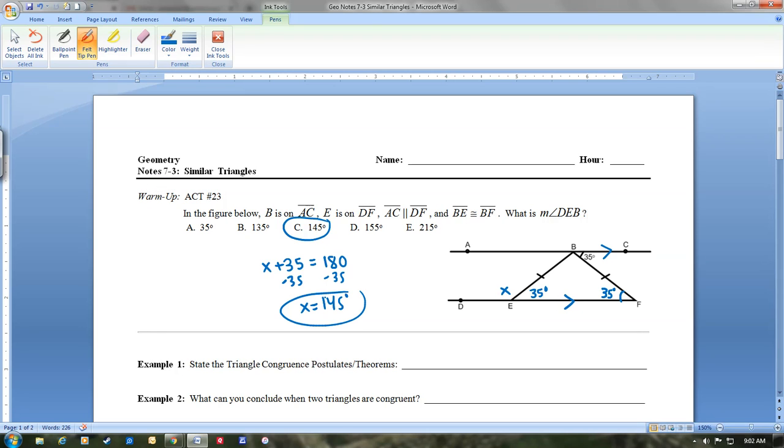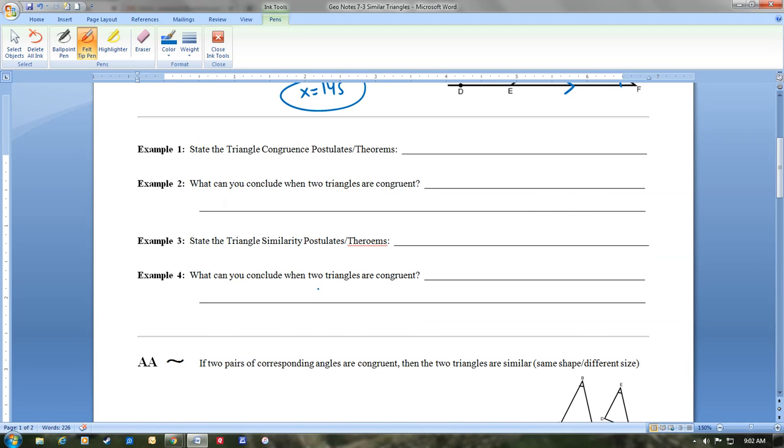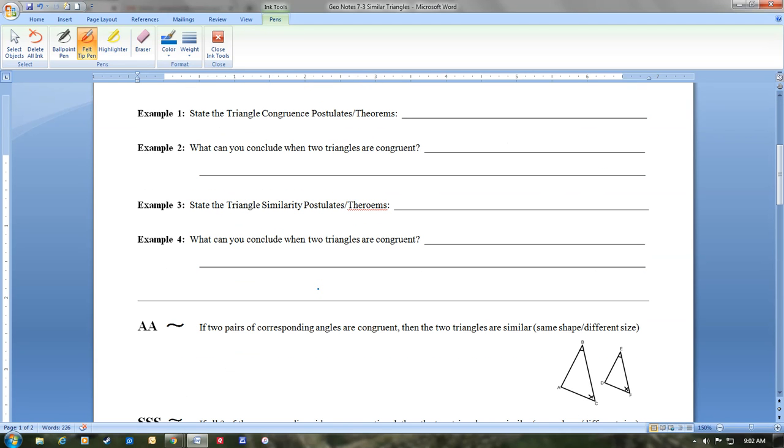Okay, let's go ahead and talk about similar triangles. State the triangle congruence postulates and theorems. We have 4 of them. Do remember proofs. If we want to prove that two triangles are congruent, we're going to either use side, side, side, or side, angle, side, or angle, side, angle, or angle, angle, side. You can also call that side, angle, angle. You can put those 4 in any order.